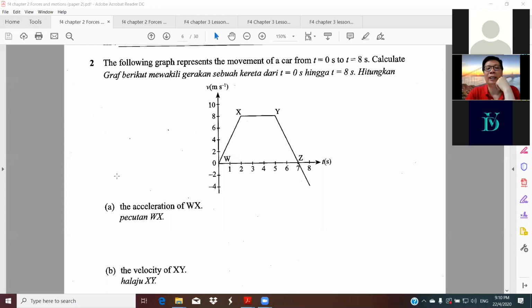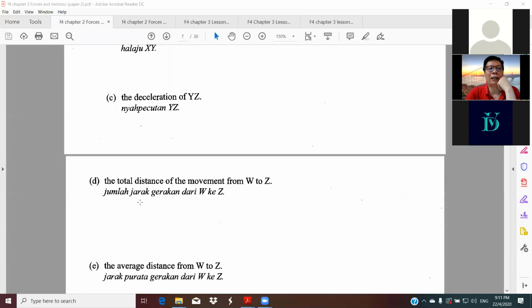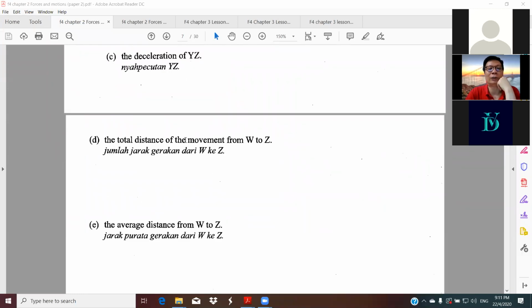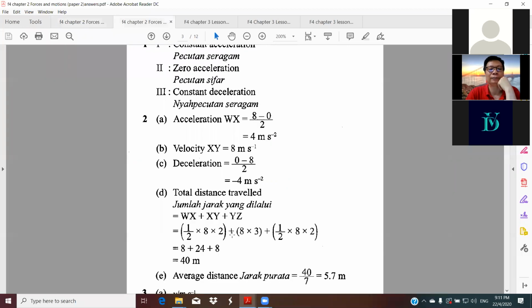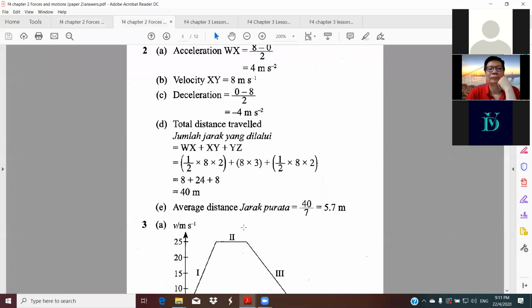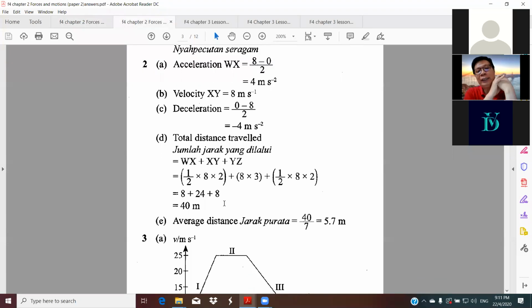To find average distance. Just now was total distance, now average distance. Actually, average distance here means something like finding the speed. You take the total distance divided by the total time. It should be average distance per second. So it's total distance 40 divided by total time 7 seconds, so you get 5.7 meters per second.